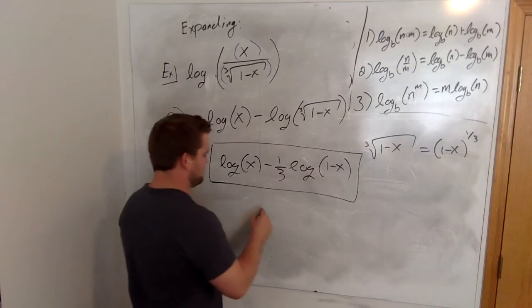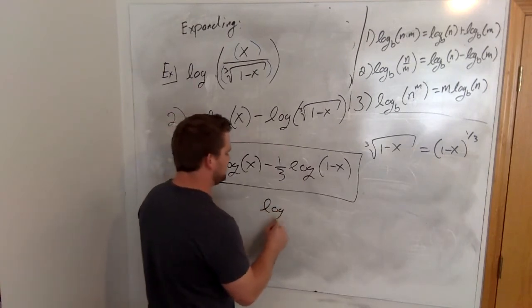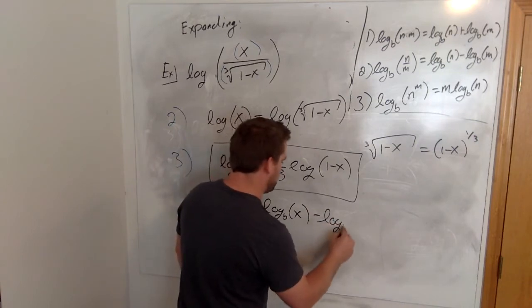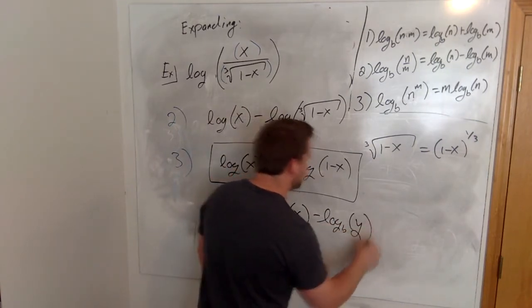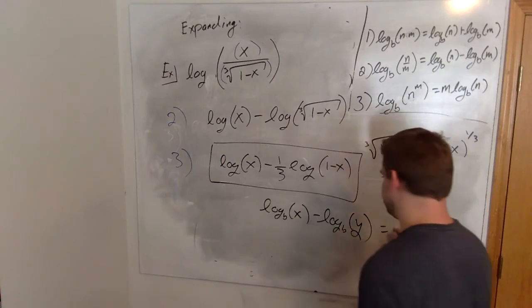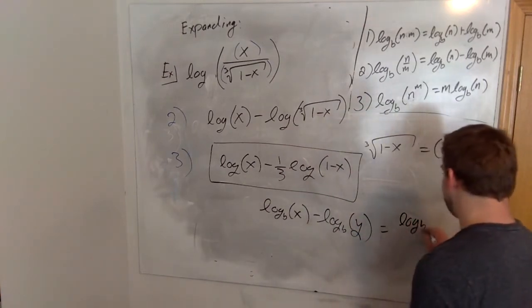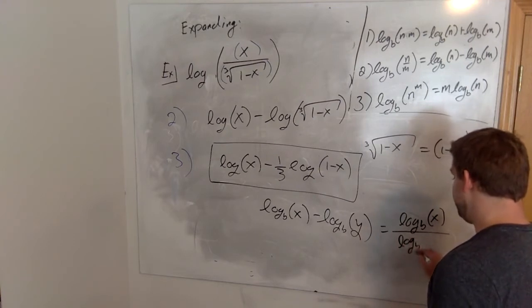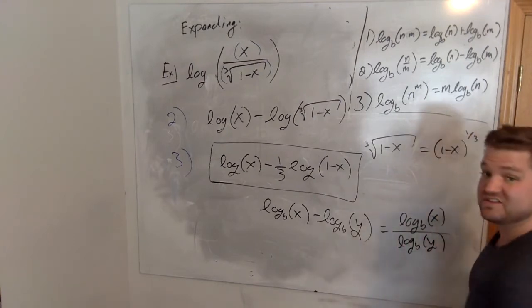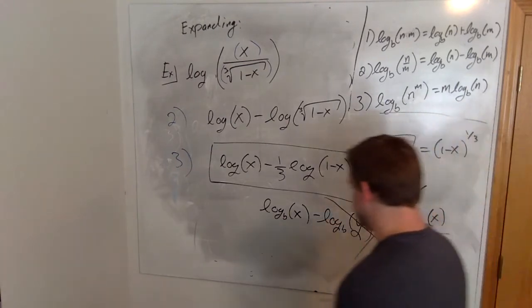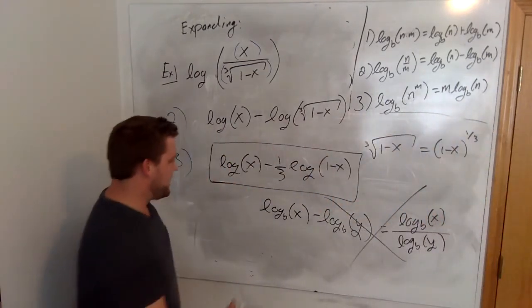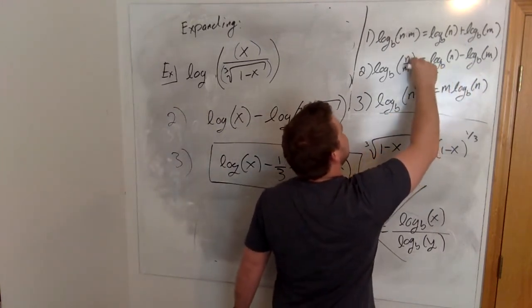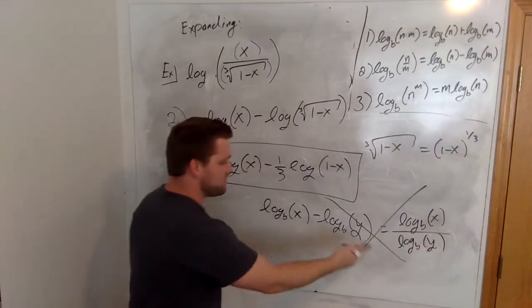Or maybe something like this. Another common mistake is if I see sometimes log base b of x minus log base b of y. I'll sometimes see students say that this is the same thing as log base b of x divided by log base b of y. This is also not true. When we have a subtraction here, the division has to happen in the argument. This is another very common mistake.